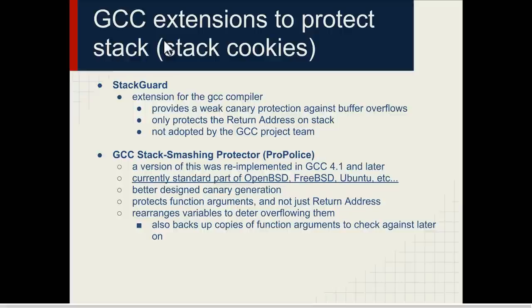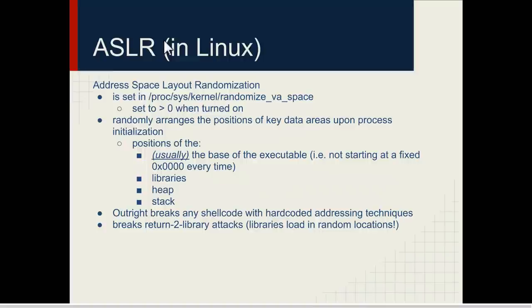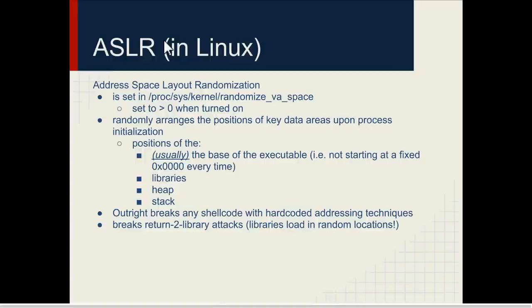version 4.1. And it's currently part of the standard distribution of OpenBSD, FreeBSD, Ubuntu, Debian systems, etc. It features better canary generation. It protects function arguments, not just the return address. And sometimes it rearranges variables in order to deter overflowing them. Another feature that it offers is it backs up copies of function arguments so they can check against them later in case they've been overflowed. So if you overflow past the return address and into those function arguments, it can detect that.